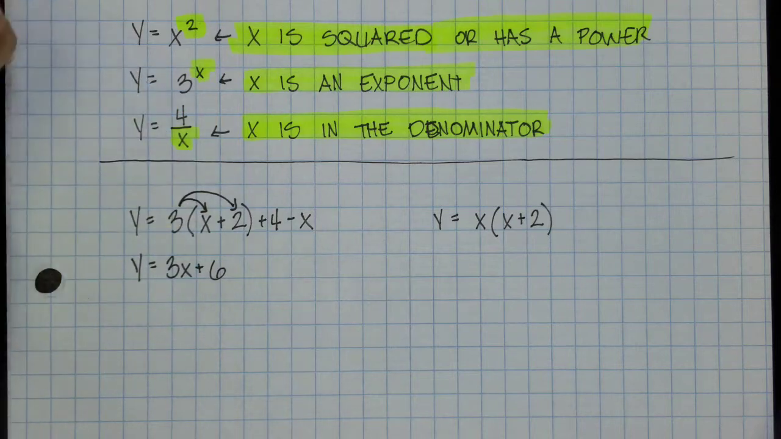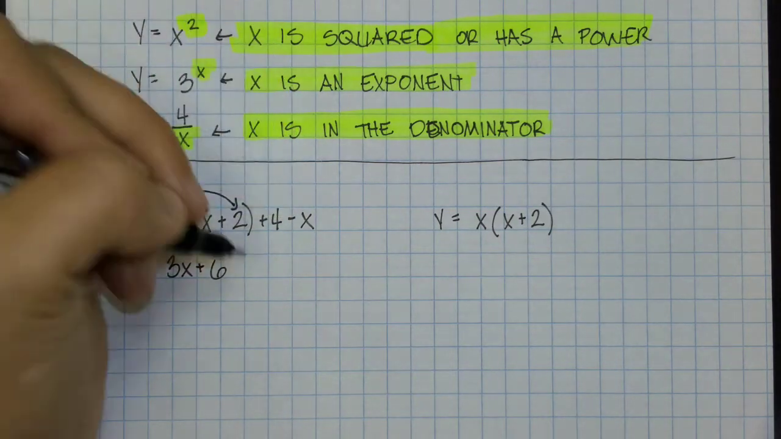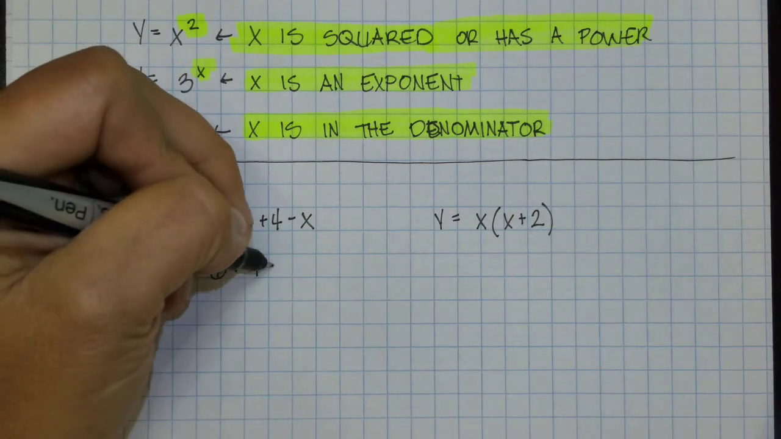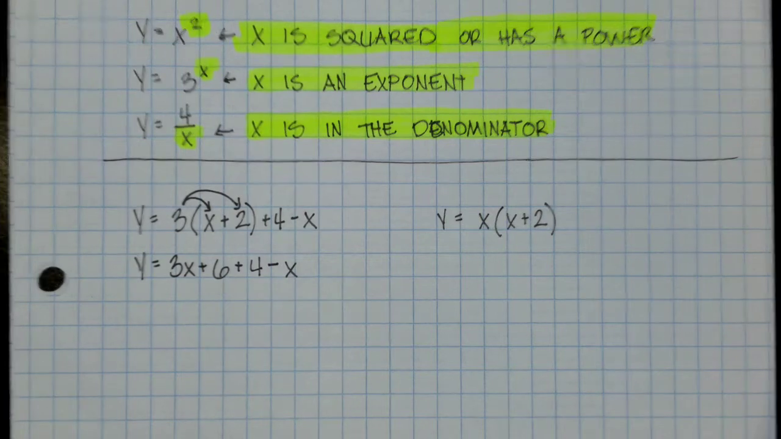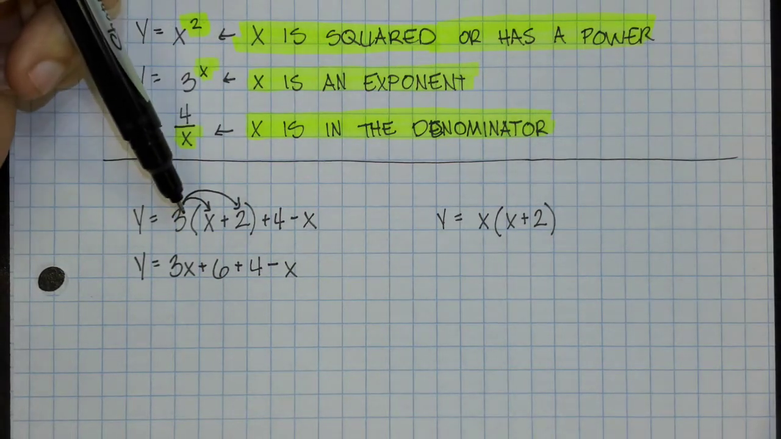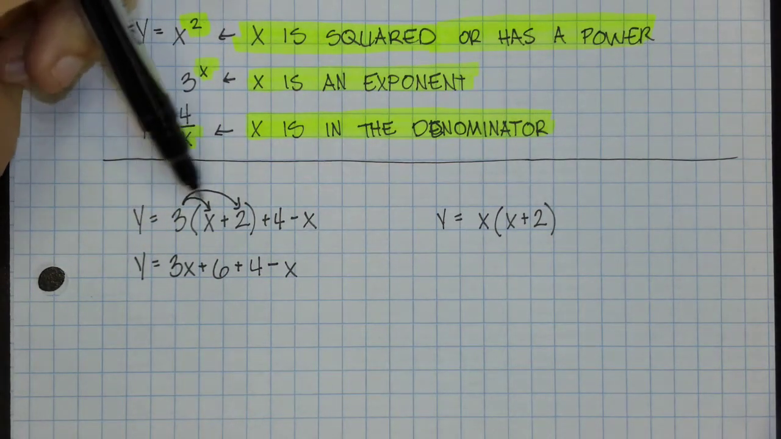Okay, so I just did that operation. And I'm going to bring down these other parts. Plus 4 minus x. Okay. Highlighters here if I need them. So the only thing that I did from step 1 to step 2 was distributing that 3.